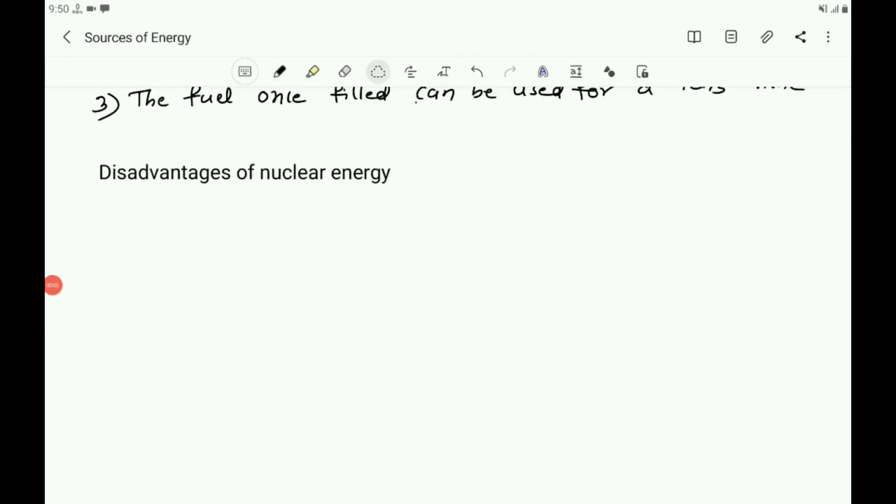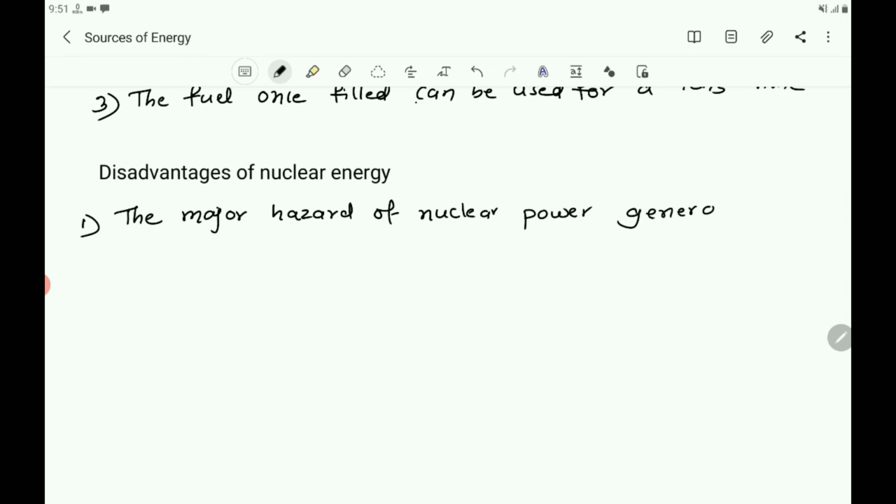Now you write the disadvantages of nuclear energy. First one you write the major hazard of nuclear power generation is the storage and disposal of spent fuels.